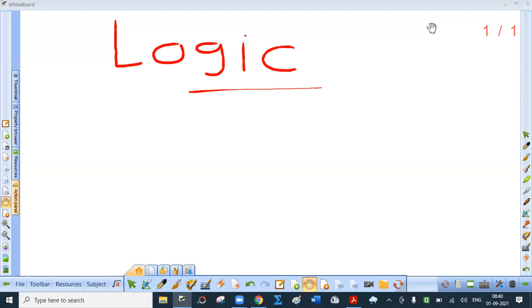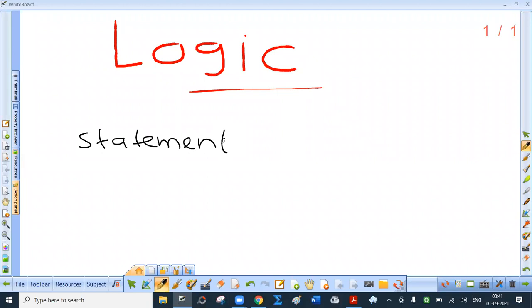So the most important term in this topic logic is statement, which is also called a proposition. This is an important definition. Statement, that is proposition: a declarative, that is assertive sentence. Listen to me carefully. A declarative, that is assertive sentence, which is either true or false, but not both simultaneously, is called a statement or proposition in logic.